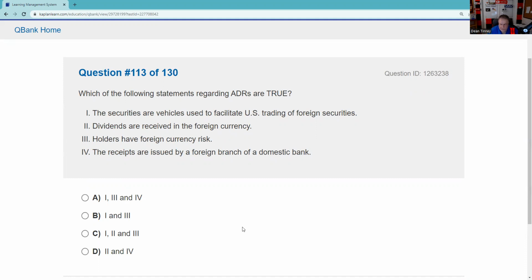Which of the following statements regarding ADRs is true? They facilitate U.S. trading of foreign securities. Very testable. We did this earlier. This is on the test. So we need Roman numeral 1. The dividends are received in the foreign currency? No. So we need 1 without 2. Holders have foreign currency risk. That's indeed true. This is very much on the test. It's 1 and 3.